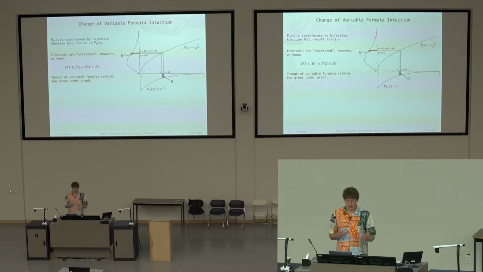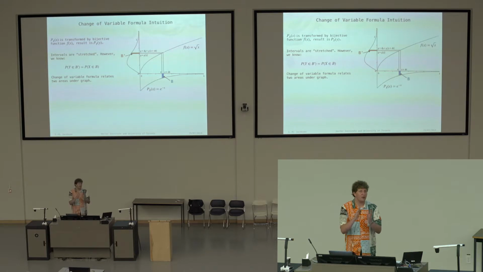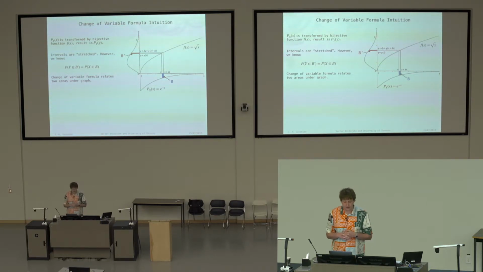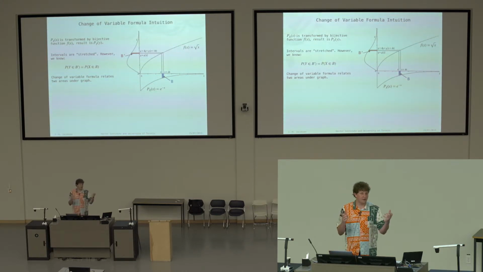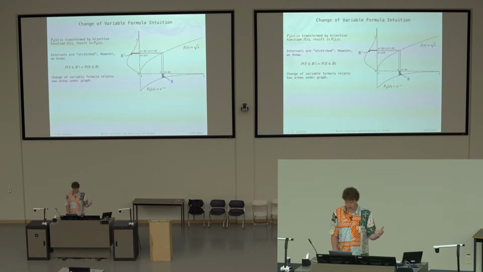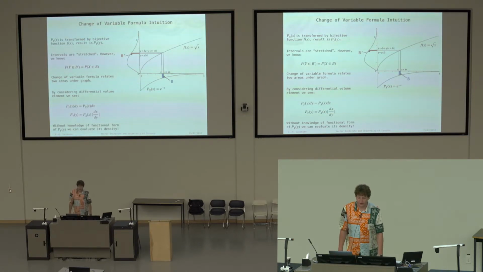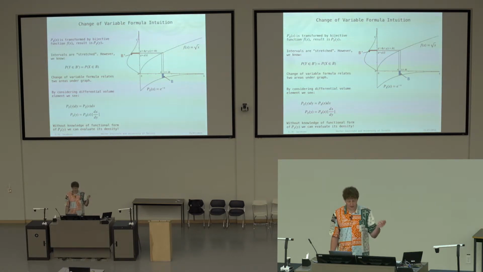However, we do know that the probability of y landing somewhere in the range b prime, which is essentially between y and y plus dy on the y-axis, is equal to the probability of x landing in the area b, which is x to x plus dx, because these are essentially equivalent events, and we really just transform them. The change of variable formula relates these two areas under the graph to one another. By considering the differential volume element, we can see that P of y times dy equals P of x times dx, which is really just what I just said.